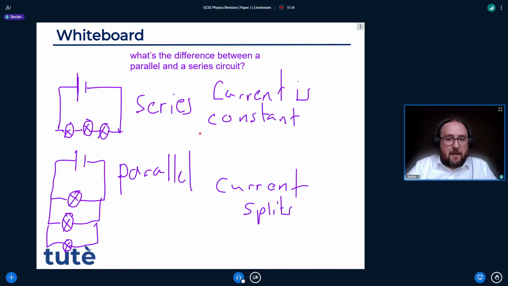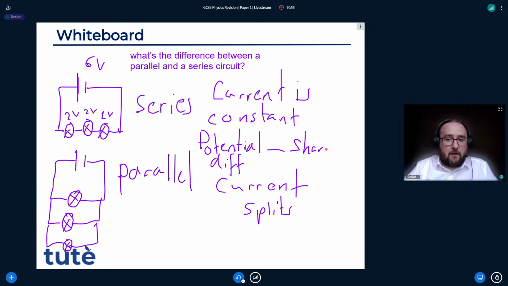In a series circuit, our potential difference is shared between, so if this was 6 volts up here, we'd have 2 volts, 2 volts, 2 volts. It's split. It's shared. Look at what's happening here. We've got splits, current splits.